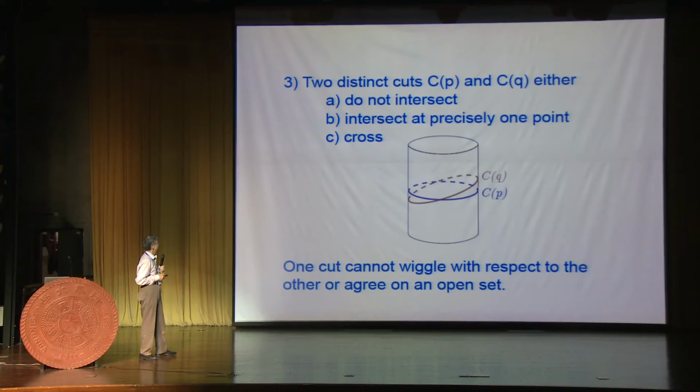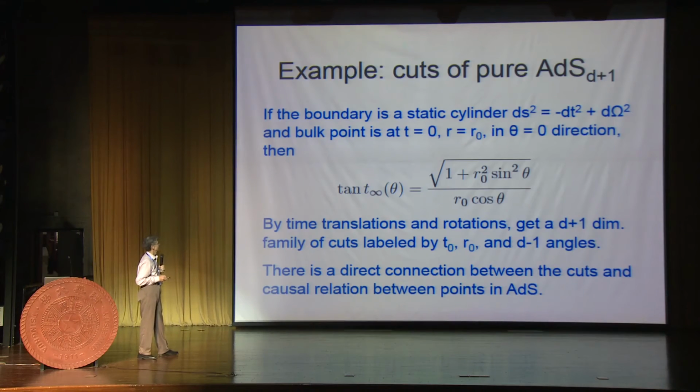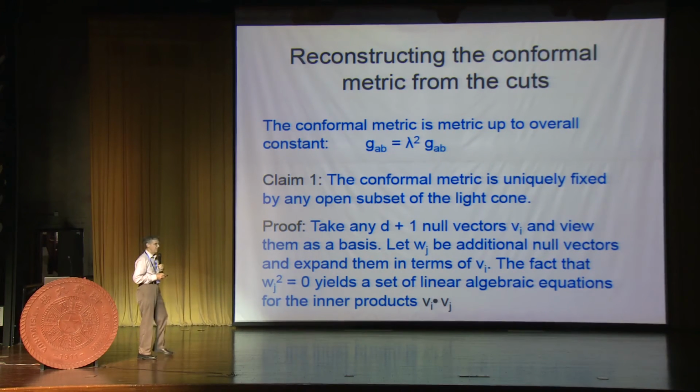So in anti-de Sitter space, two cuts do not intersect if and only if the corresponding points are time-like separated. They intersect at precisely one point if and only if the points are null separated, and they cross if and only if they're space-like separated. Now, that is not true in general for asymptotically AdS spacetimes, but some of it is true and enough to allow us to reconstruct the metric, as I will show you. OK, so now let me turn to how we reconstruct the conformal metric given the cuts.